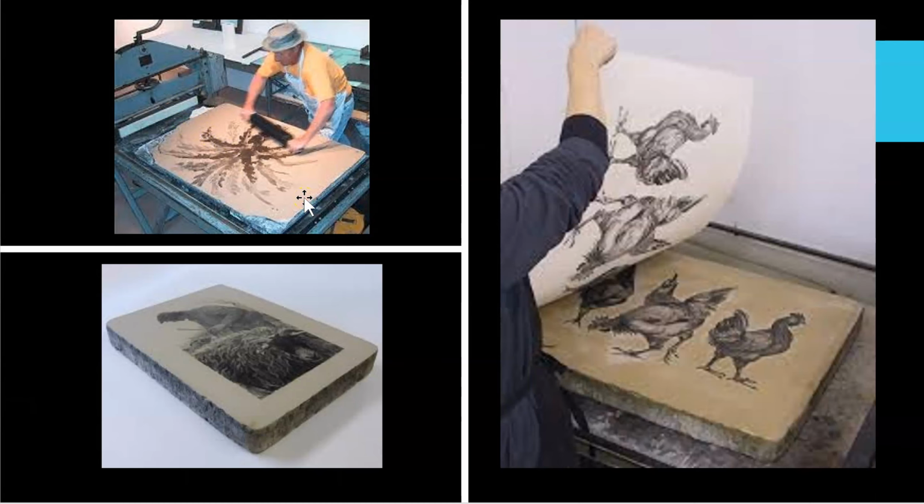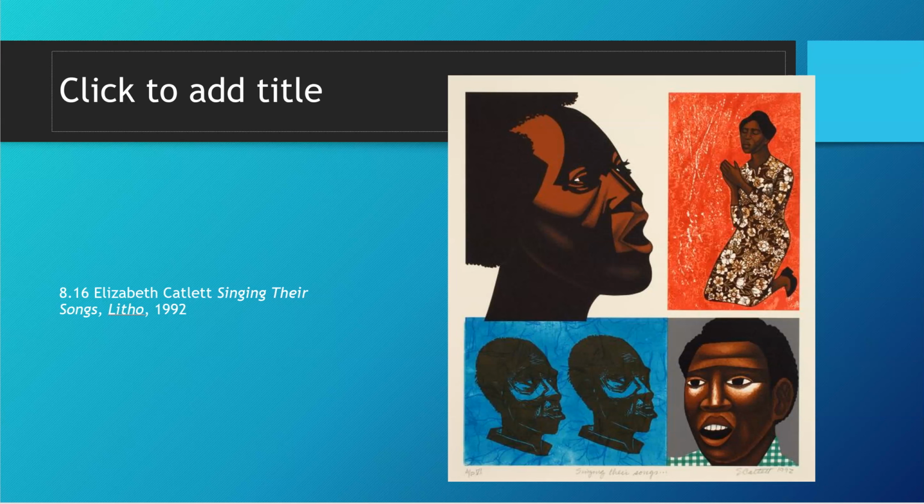Then you'll stop, unclamp it, and then lift your print, and do it again and again and again. Here's some examples of the lithography. Lithography does look more like a drawing. It can carry those sort of textures. It can look like a charcoal drawing. It has a completely different feel about it than the other.